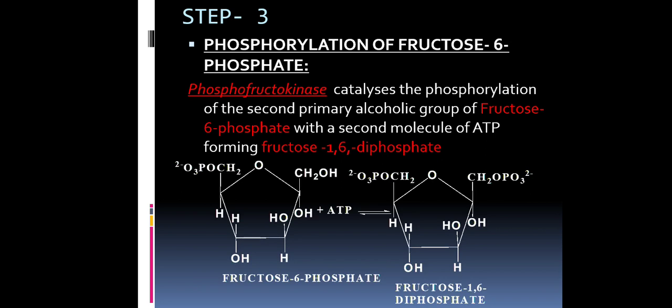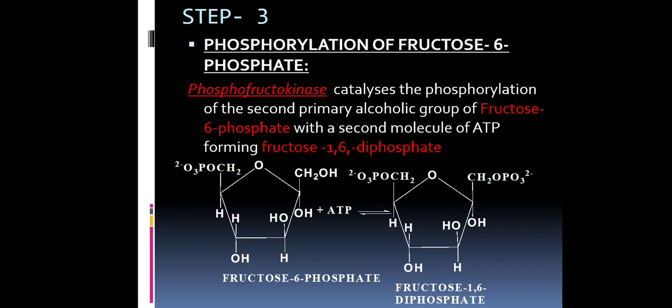So you can clearly see on the left-hand side I have fructose 6-phosphate, and in fructose 6-phosphate I hope everyone can see CH2OH, the first carbon. That CH2OH is a primary alcoholic group. OH is an alcoholic group, a primary alcoholic group, CH2OH, and that CH2OH is phosphorylated with ATP again, giving fructose 1,6-diphosphate. Now you can clearly see in the 6th position of fructose you have a phosphate group.